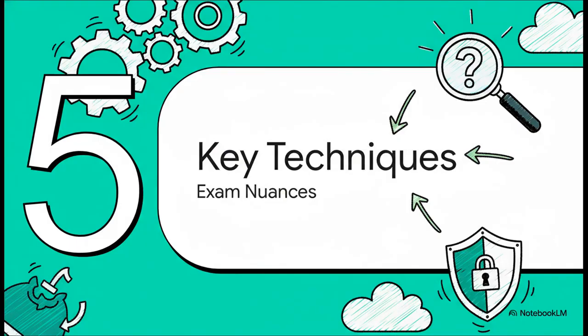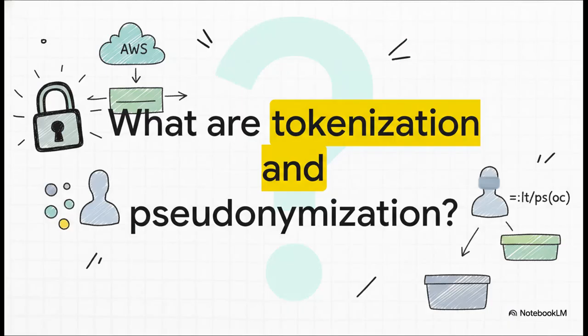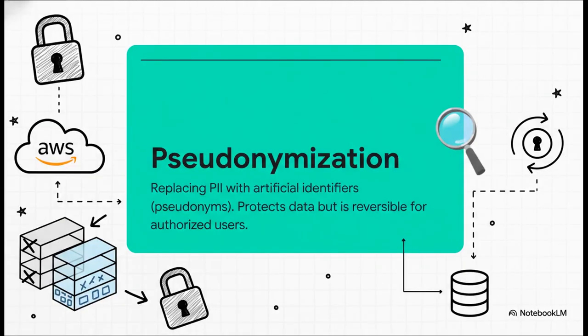Okay, to wrap this all up, let's quickly clarify two more key terms that you will almost certainly see on the exam: tokenization and pseudonymization. Now, these terms sound pretty similar, and they are related, but there's a really important distinction that you need to get straight. At its core, pseudonymization is all about replacing sensitive data with a non-sensitive substitute. We often call this a token. So a real credit card number might get replaced with a totally random string of characters. The key here is that you can still use this token for things like data analysis or joining tables, without ever exposing the original PII.